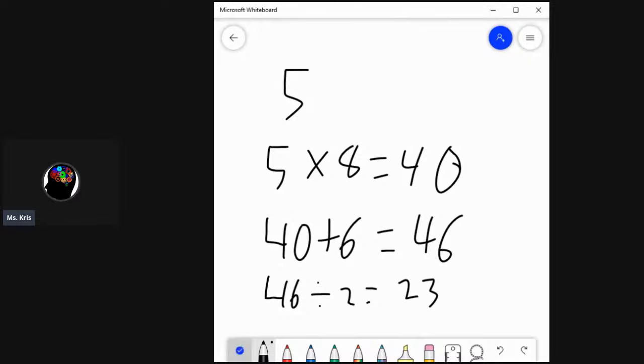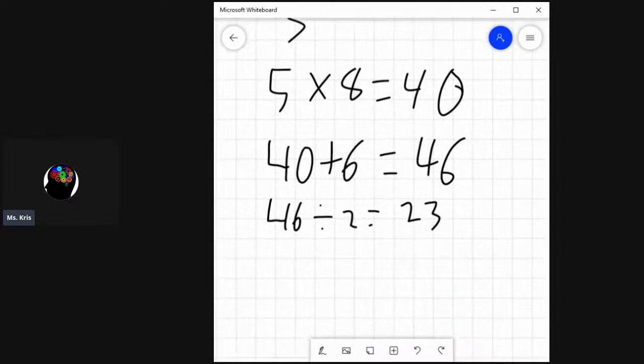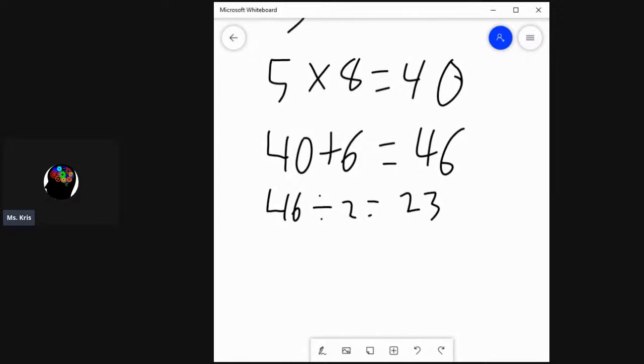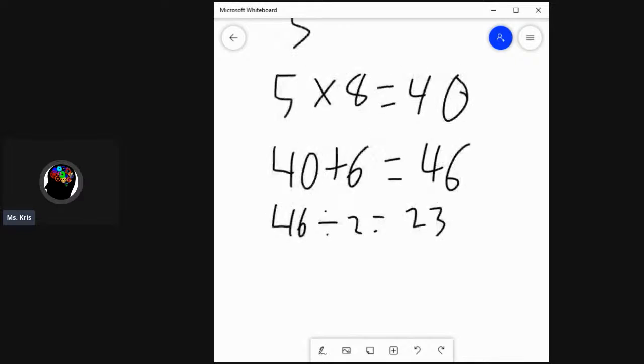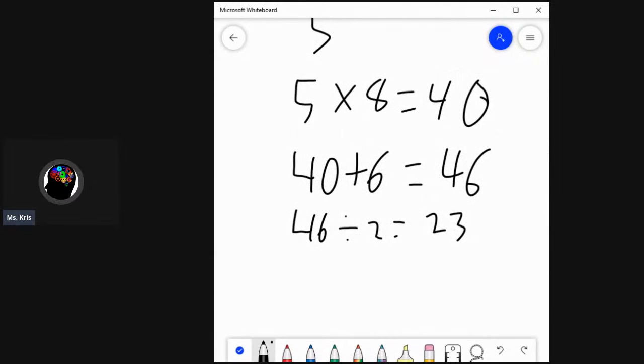And then, of course, I take the 23 and I subtract 3 because that is what the question required. So 23 minus 3 equals 20. So we started with 5, and then following the procedure produced 20.